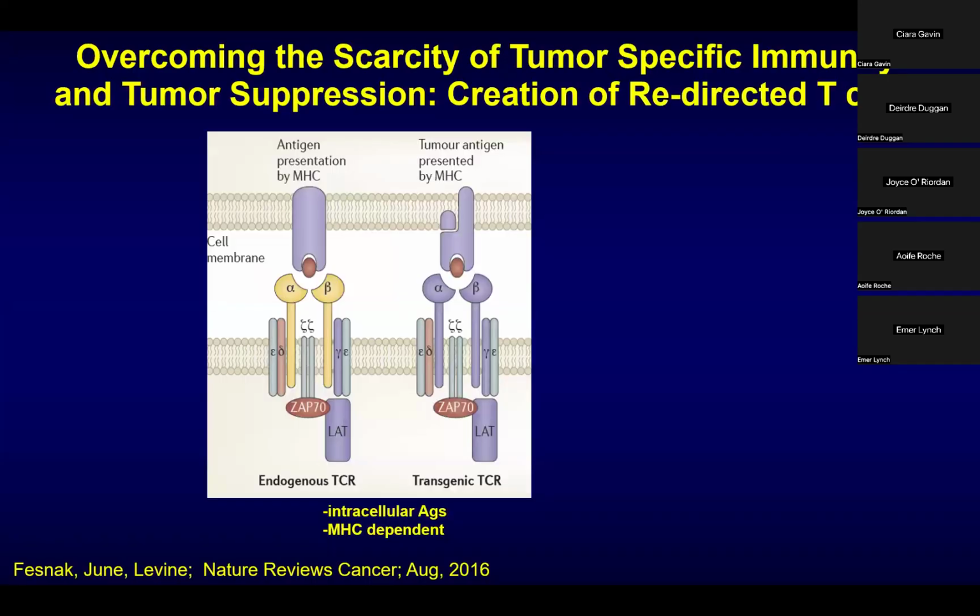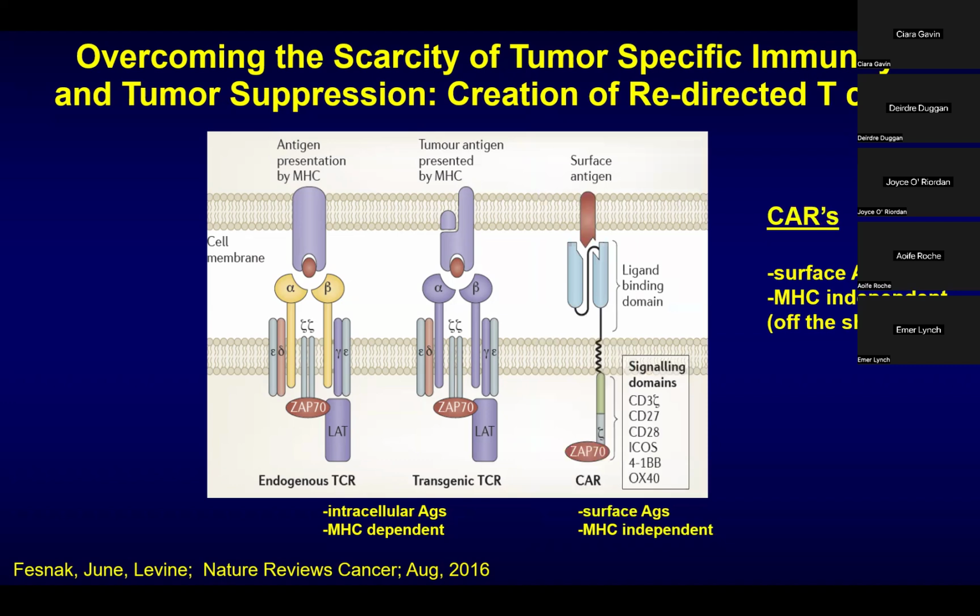Just taking a look at where we come from with an endogenous T cell receptor that must recognize antigen in the context of major histocompatibility complex. So it's tissue type specific. Now you can isolate tumor specific T cell receptors and insert them, but they're still restricted by MHC. These T cell receptors do recognize intracellularly processed antigens. A CAR recognizes surface antigens and again is MHC independent.